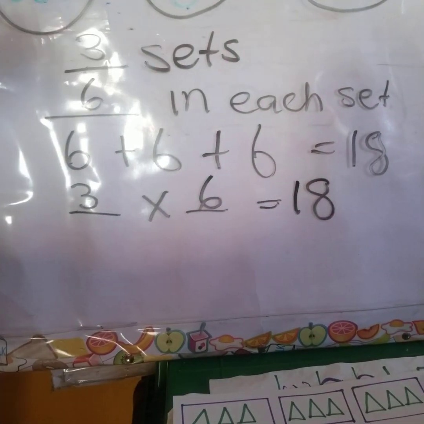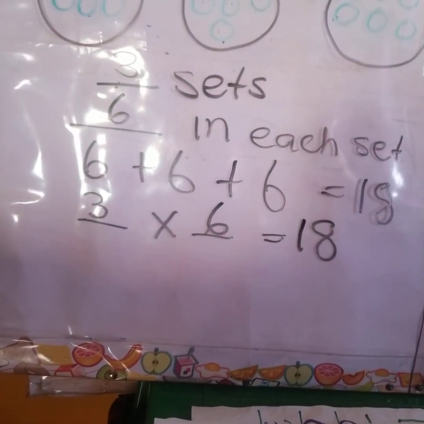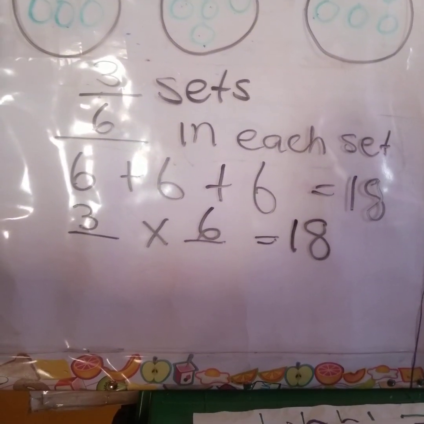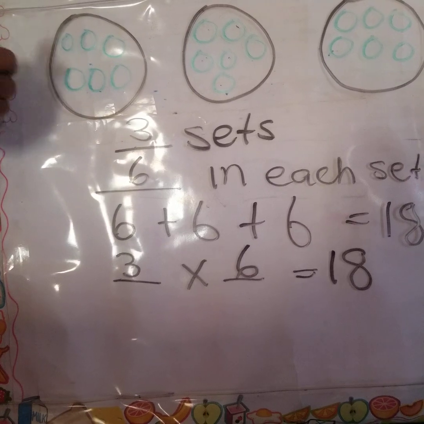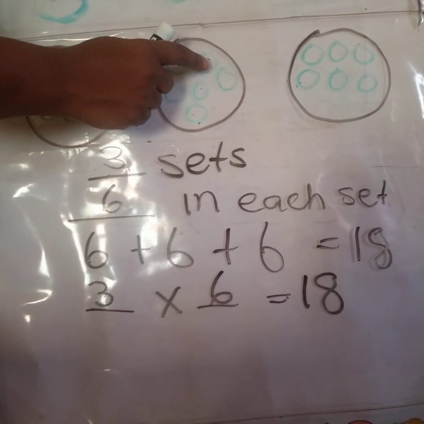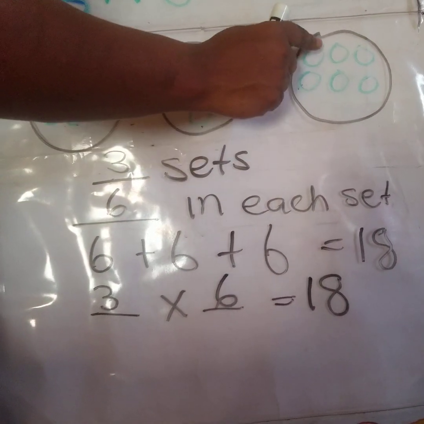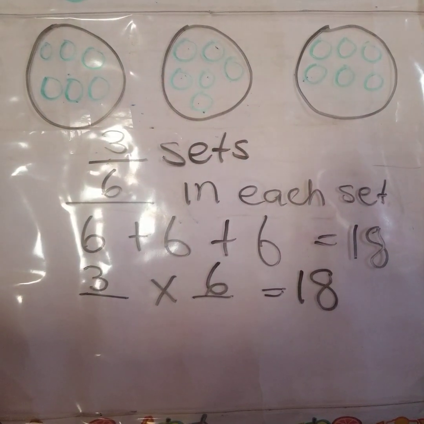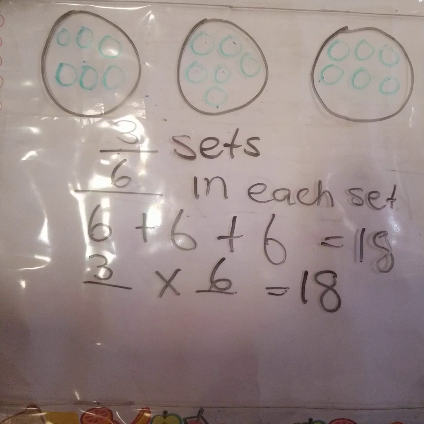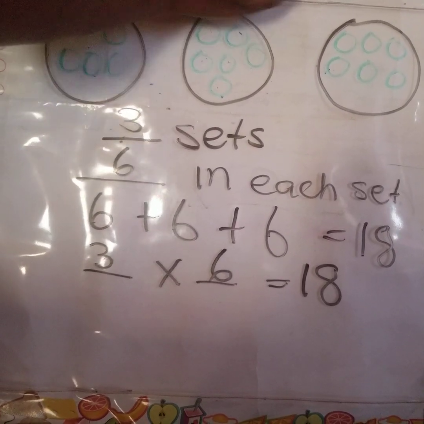Very good. And once we add the numbers in our sets, we should get the 18. So let's just add it one more time. 1, 2, 3, 4, 5, 6, 7, 8, 9, 10, 11, 12, 13, 14, 15, 16, 17, 18. Very good. You did an awesome job.